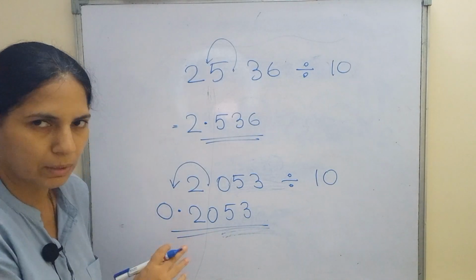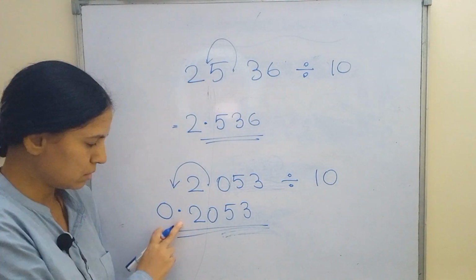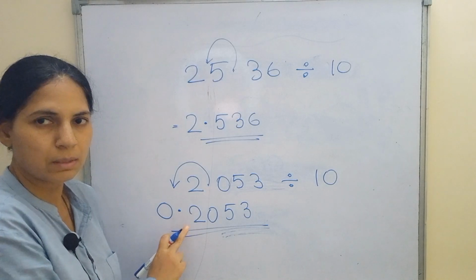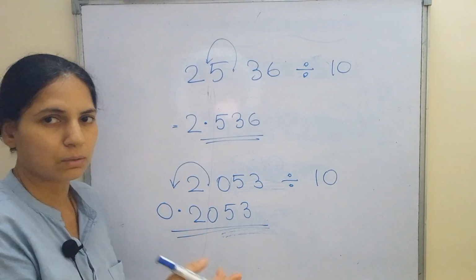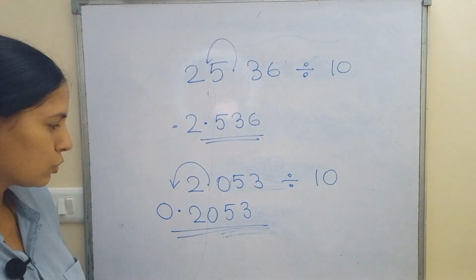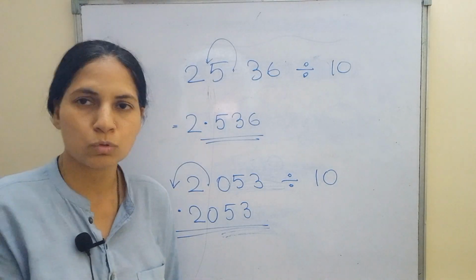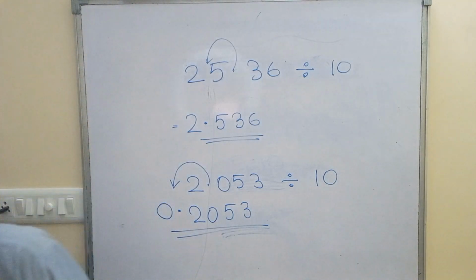Now my dear students, to show that there is a decimal, we have to put a 0 here. 0 has no value here before this, but to show the decimal we have to put a 0 here, otherwise the teacher may cut your mark. Okay, .2053 or 0.2053 is one and the same thing.